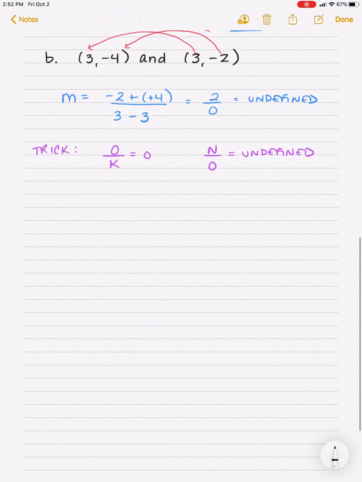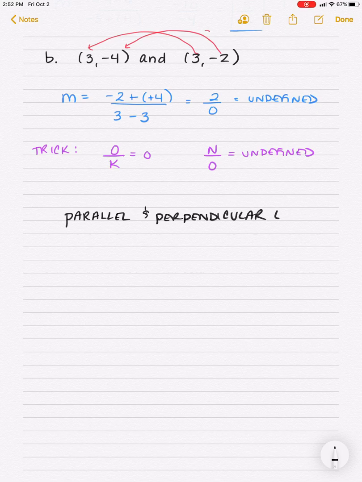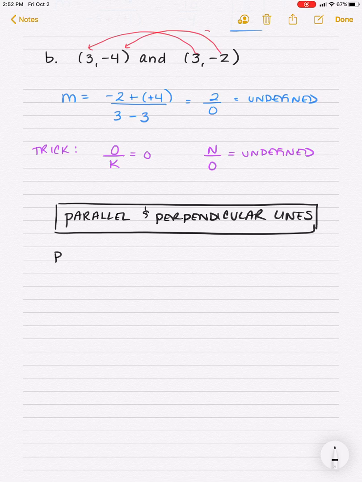The next thing that we would talk about after talking about slope would be parallel and perpendicular lines, which I feel like you talk about a lot in geometry, but we're going to talk about the algebra of parallel and perpendicular lines. Okay, parallel lines.